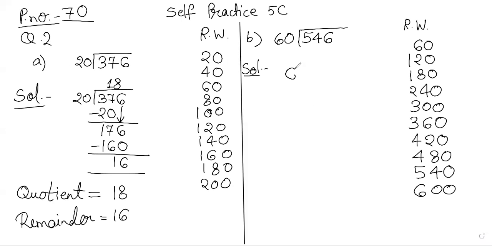Now to solve, we will copy down the question as it is. 546 divided by 60. Now compare the divisor and the first leftmost digits of the dividend. 54 is smaller than the divisor. Now what can we do? It is smaller, which means we can't divide. Now we need to take all three digits of the dividend.